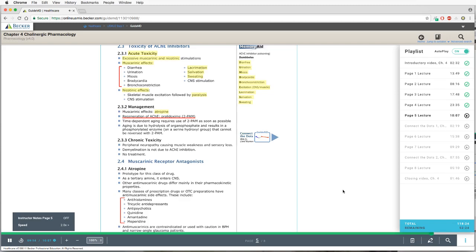Do notice that over-the-counter medications such as antihistamines, which are prevalent in cold and allergy preparations, would not be good for someone with BPH, which is virtually two-thirds of males over 60 years of age.